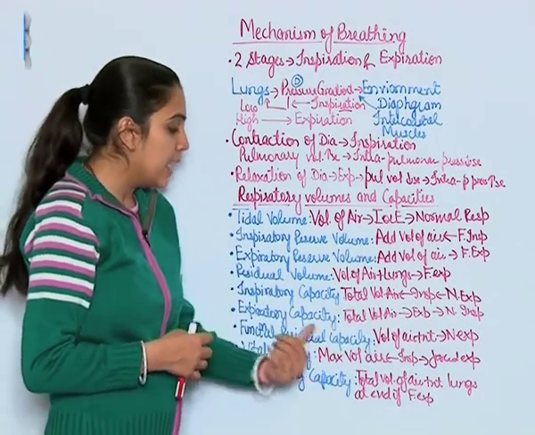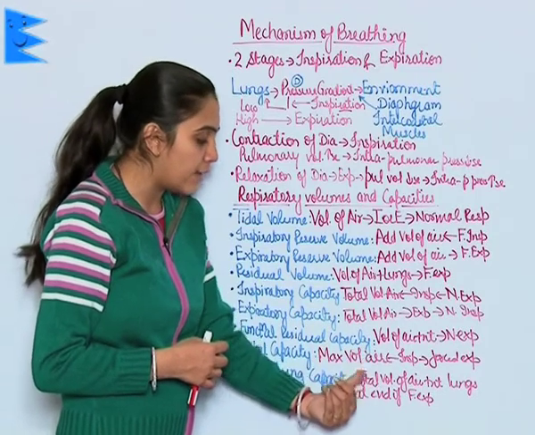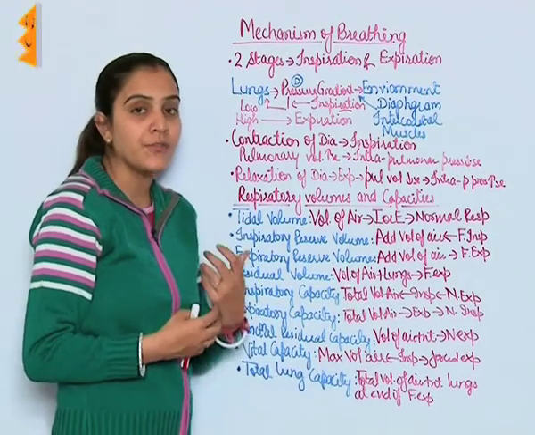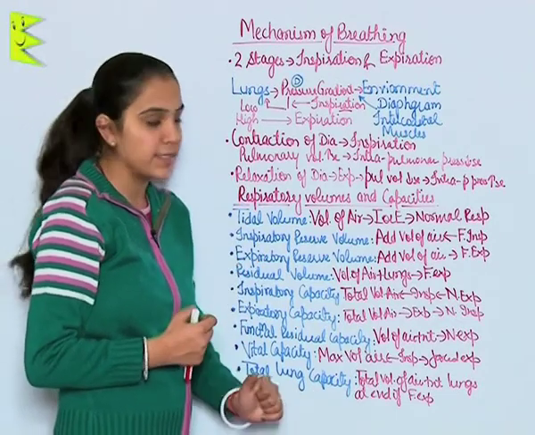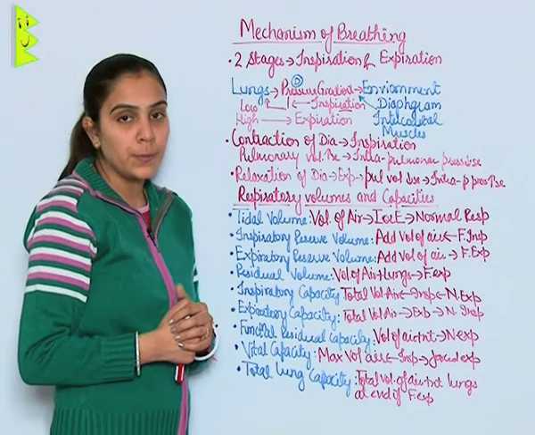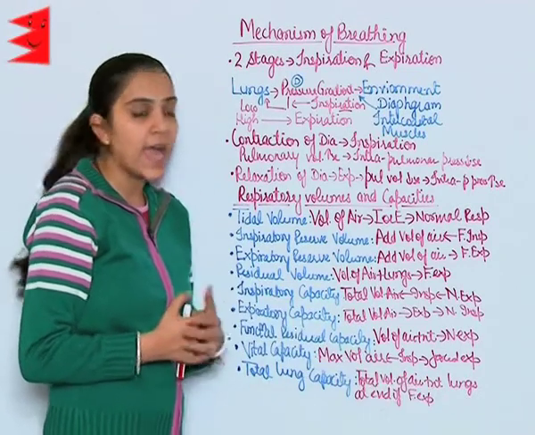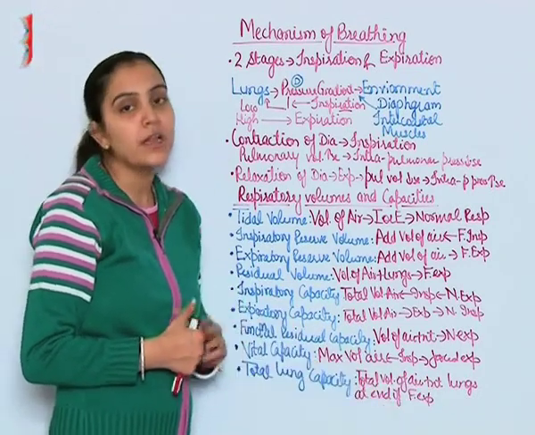Vital capacity: maximum volume of air that can be inspired after a forced expiration. Total lung capacity: total volume of air present in the lungs at the end of forcible expiration.